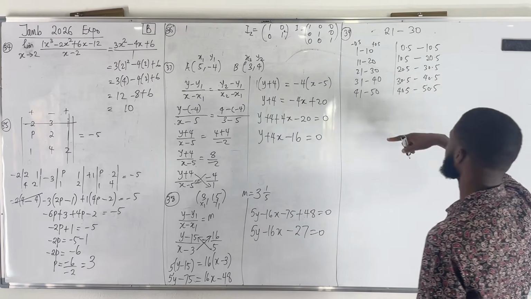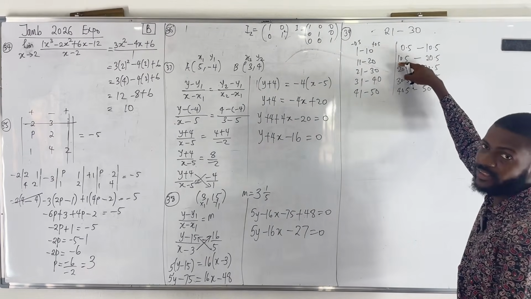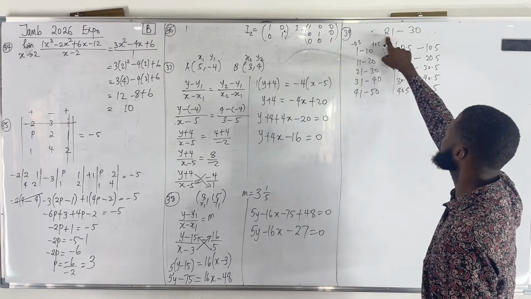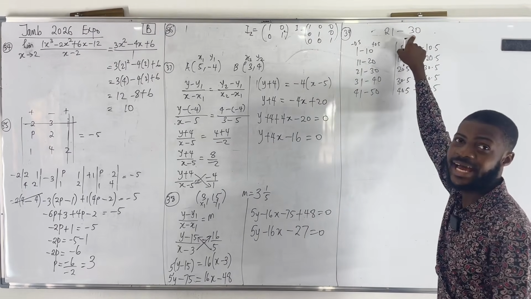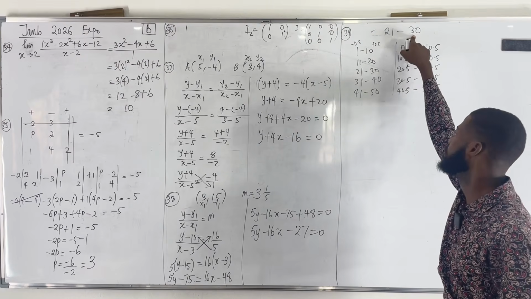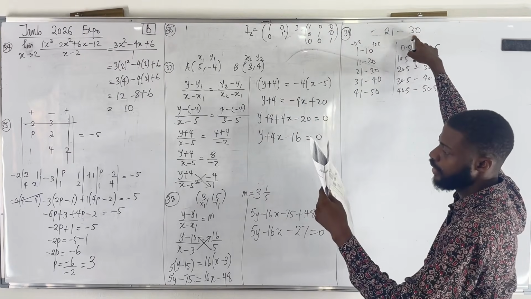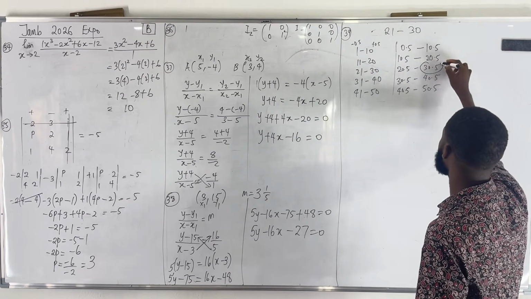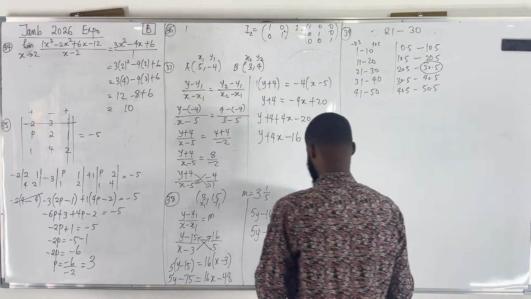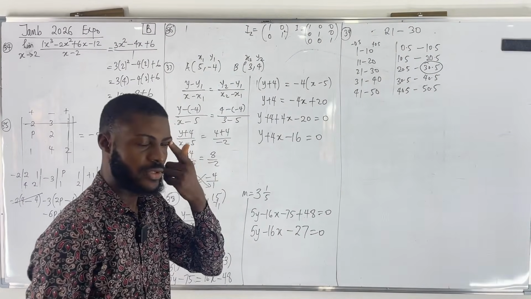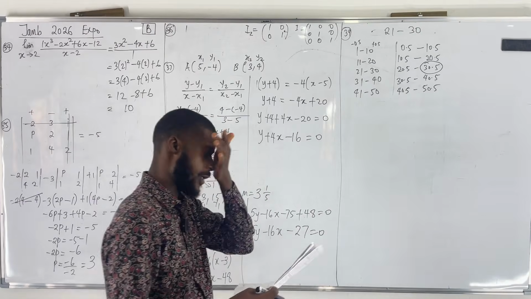So you see, it's now continuous. Where this ends is where the next one starts from. Now, this is the range that has the highest frequency, which is 10. So what is the upper class boundary of that class? It's going to be 30.5. So the answer to that question is C. So let's move on to the next and the last question.